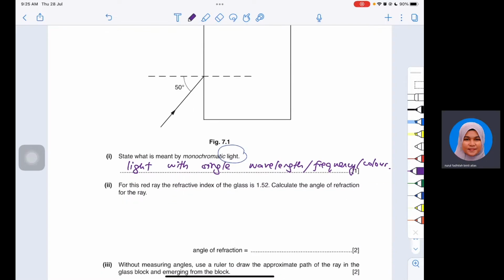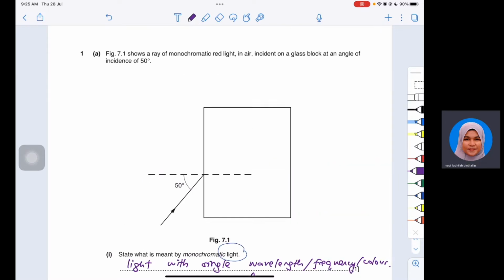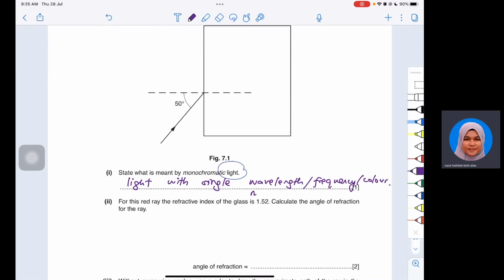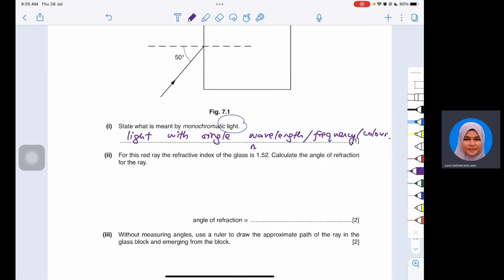Okay, for this red ray, the refractive index of the glass is 1.52. So that's N. Calculate the angle of refraction for the ray. So that's easy. It just gives the refractive index. So what formula are we going to use? Okay, sin I over sin R, that's equal to 1.52.